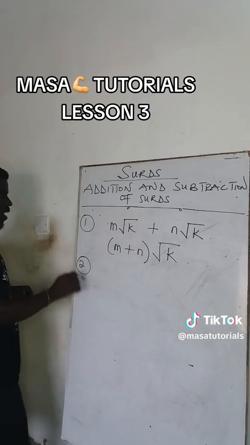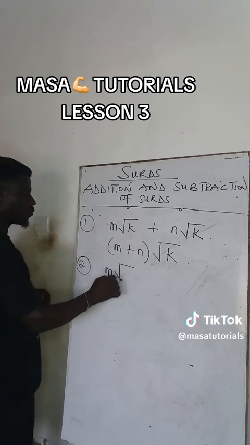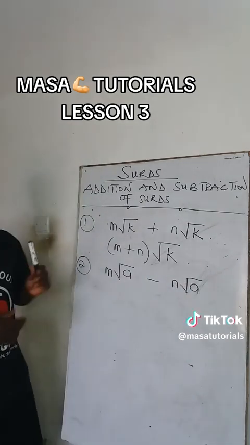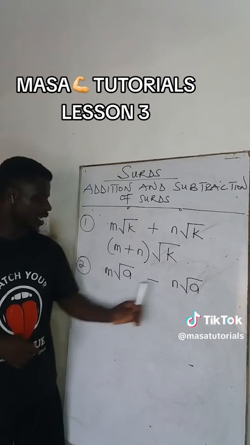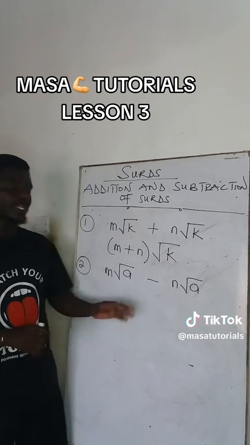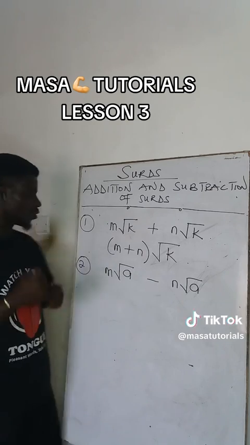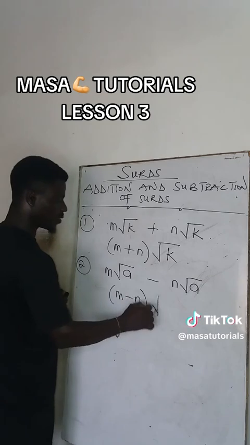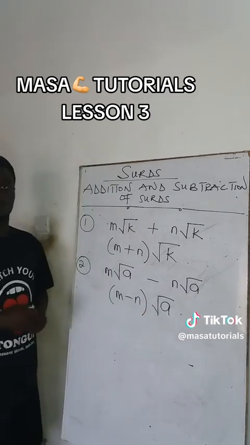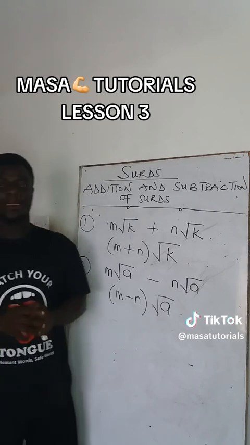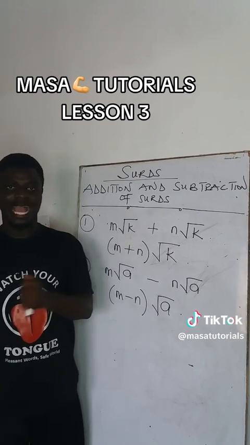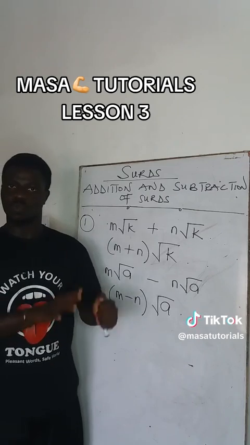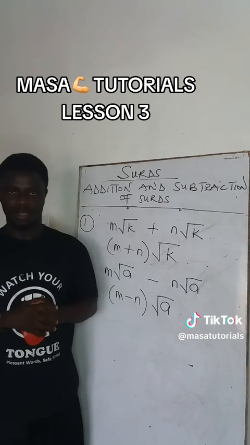The second one, you have, let's see, the same thing, m square root of a minus n square root of a. Now this time around, we have the same square root, a here, and the same root signs, so we can subtract their coefficients. So subtracting their coefficients, you get m minus n, then square root of what? A. You just take one. So if they have the same root signs, then you can add or subtract their coefficients. Take note of this because that's what we'll be using to solve more examples.